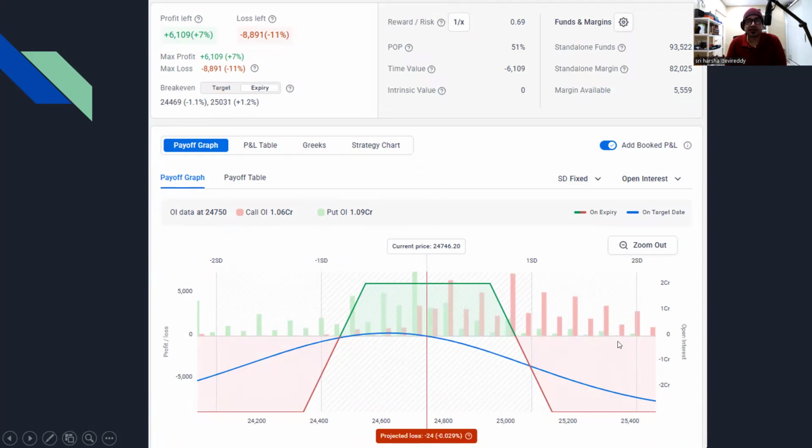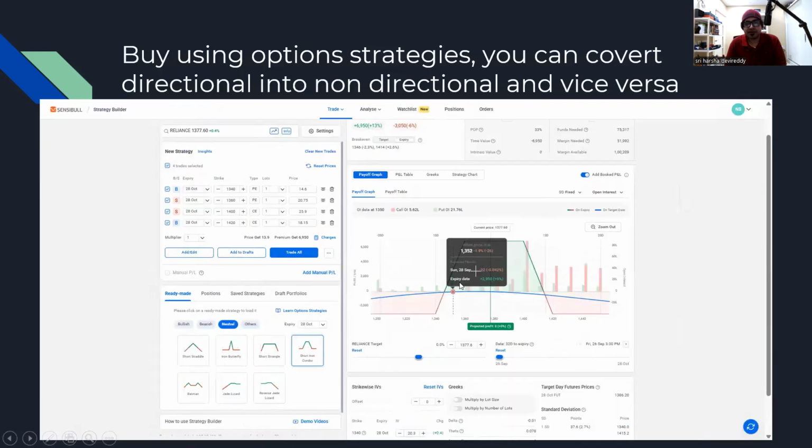When you take a non-directional strategy, the thing that you're aiming for is decay. This is the theta-based model. In this, what they're planning is that Nifty will rise, Nifty will fall, but it will be between these two points. And as we come close to expiry, this blue color line will keep coming and will touch the green color line.